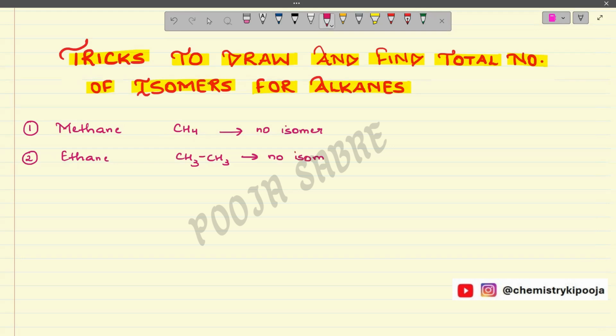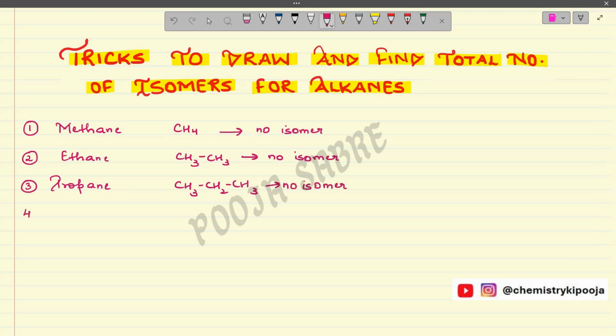Okay. Talking about propane now. The structure of propane is CH3-CH2-CH3. Even if I change the structure, I'm going to get the same compound, right? The same thing. So again, we cannot change the structure. So no isomer in case of propane.